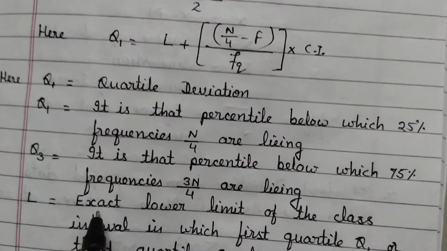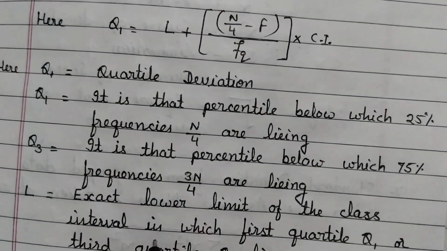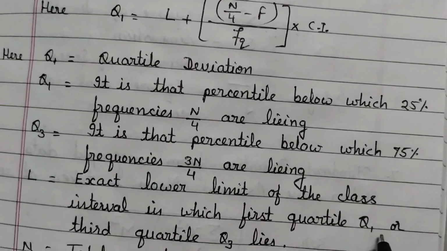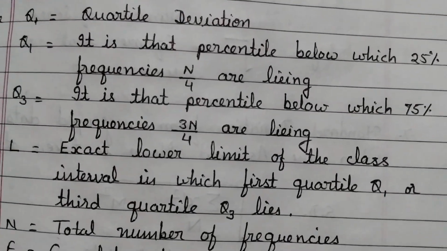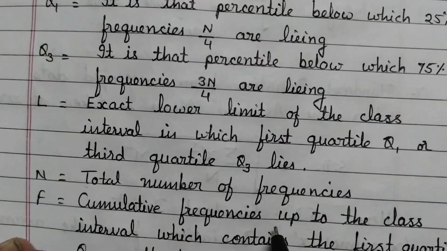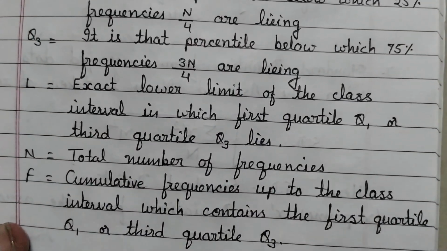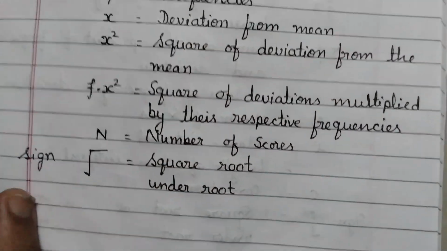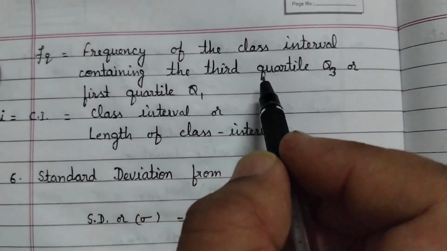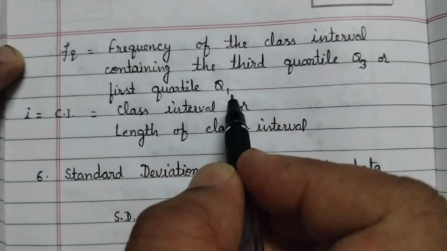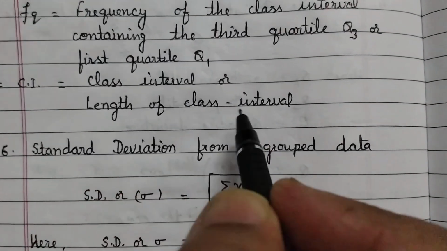L is equal to exact lower limit of the class interval in which first quartile Q1 or third quartile Q3 lies. N is equal to total number of frequencies. F is equal to cumulative frequencies up to the class interval which contains the first quartile Q1 or third quartile Q3. And FQ is equal to frequency of the class interval containing the third quartile Q3 or first quartile Q1. I or CI means class interval or length of class interval.